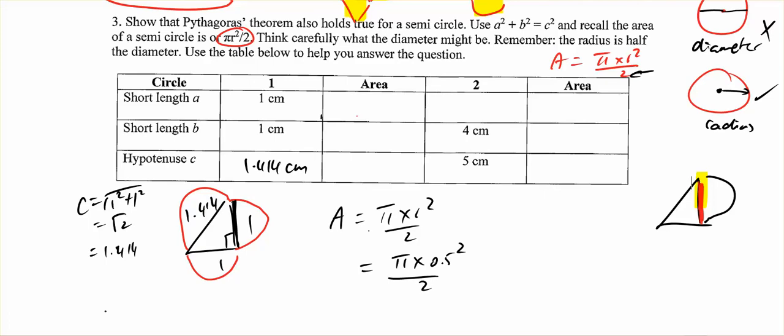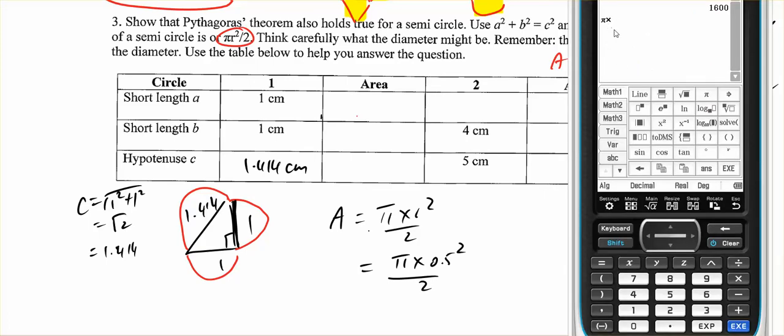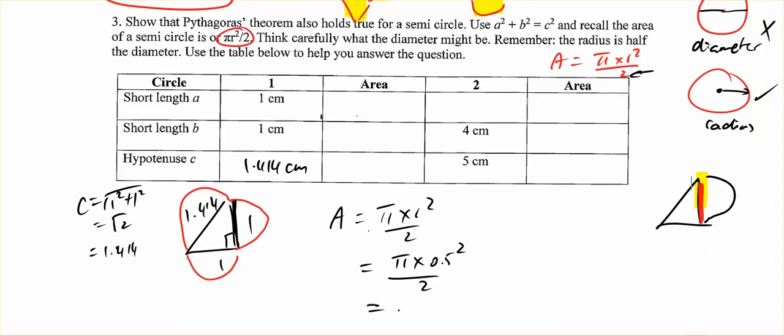So on the calculator, you're literally going to go pi times 0.5 to the power 2, and then I'm going to divide everything by 2. So that's literally what you need to enter on your calculator. And I get 0.3927. I know my area of the shorter side will be 0.3927. I don't need to calculate the area of this one because I know it's exactly the same as this one in this case. It's not always the case, but in this case it is.